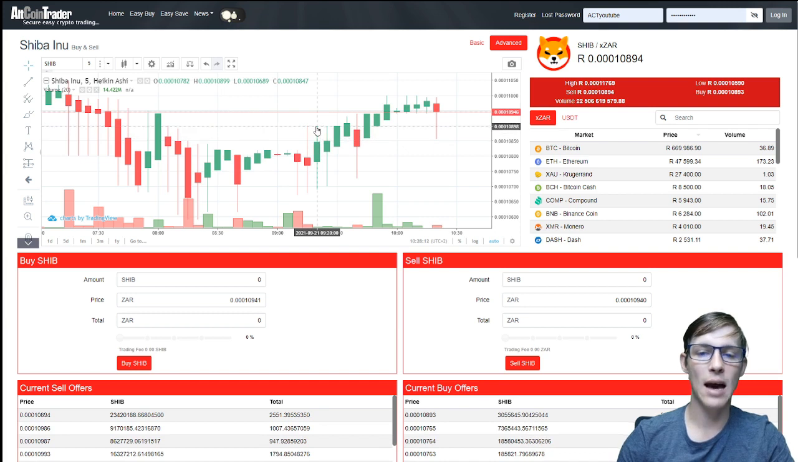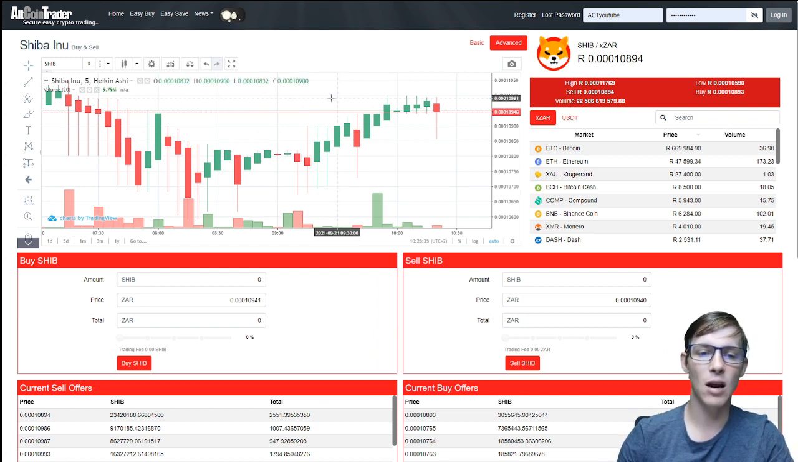So the highest amount was 10,899 and the lowest amount was 10,689. So the difference here between the body and the wick is the wick shows the difference between the high and the closing amount, and the bottom wick shows the difference between the opening amount and the low. So guys, I hope that explains to you what a wick is and what a candlestick is.